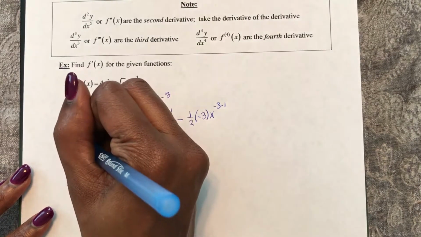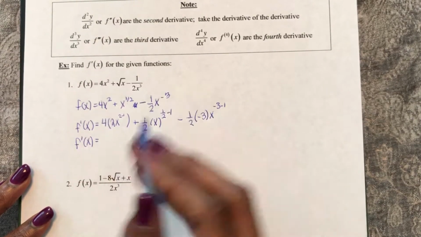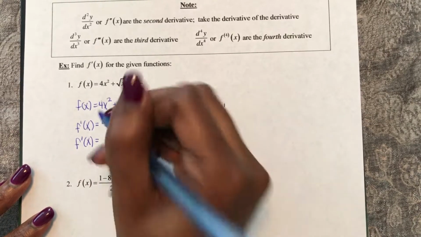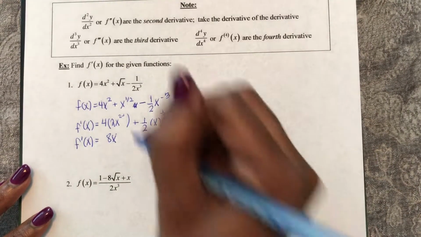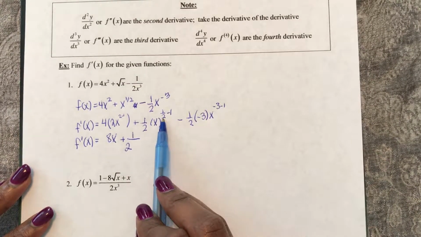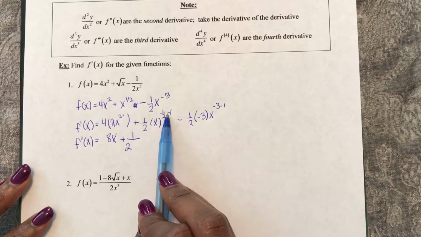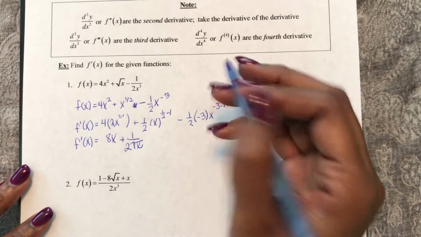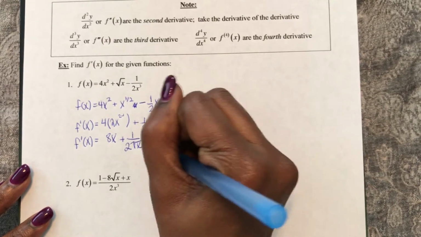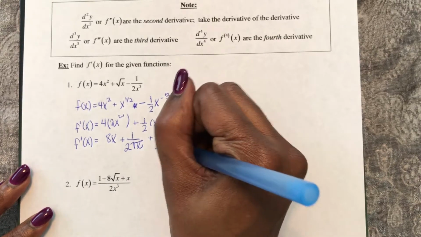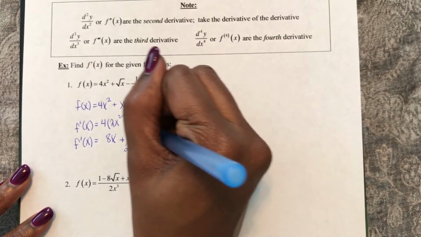So now I need to simplify. F prime of x equals, well, 2 times 4 is 8, and this will be x to the first power, and this will be plus 1/2. Now 1/2 minus 1 is -1/2, which means I have the square root of x in my denominator. And then here, this becomes plus 3/2. -3 minus 1 is x to the -4, which means x to the 4th power.